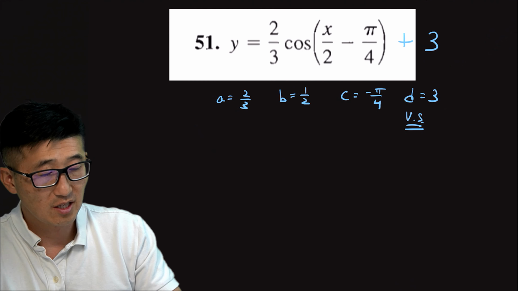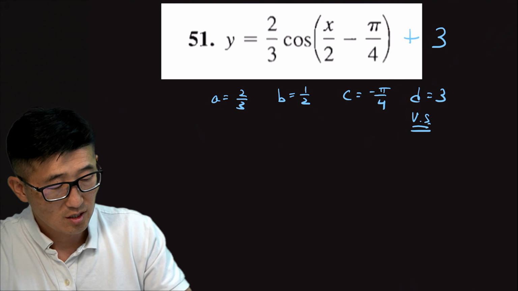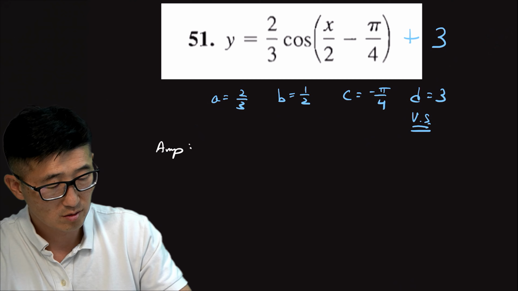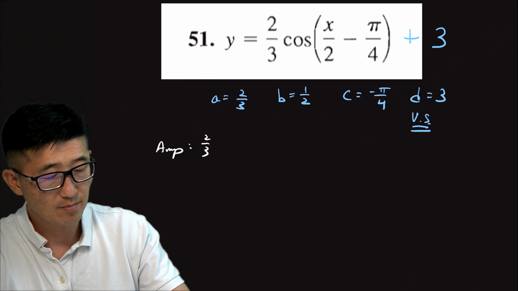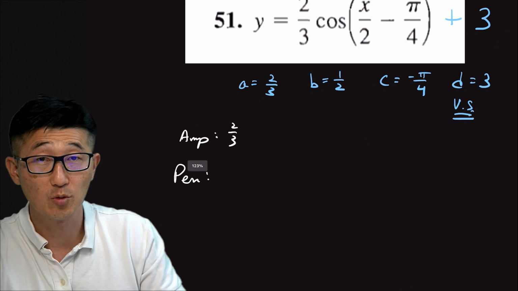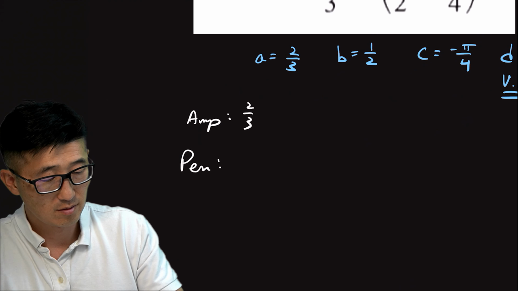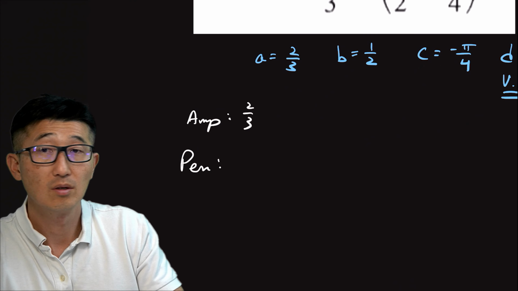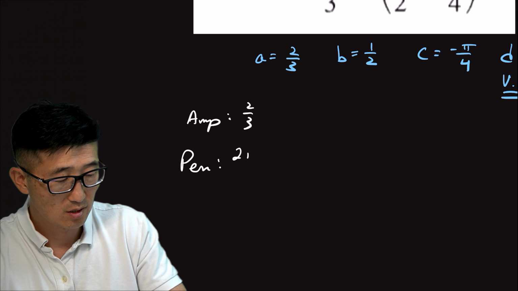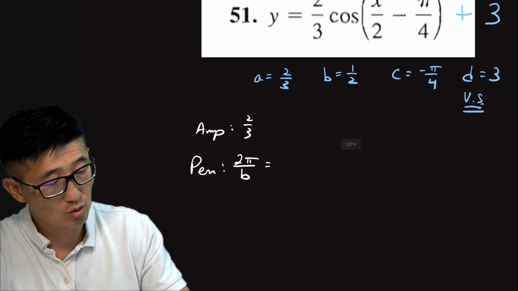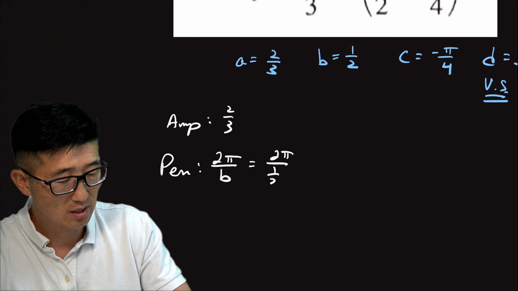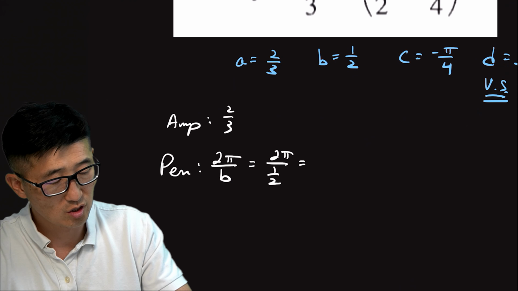So let's list our information. So what is our amplitude? 2 over 3. 2 over 3. And what's the equation for period? How do you find your period? B over C. No, negative C over B. That's phase shift. Period. 2 pi over. 2 pi over B. Yep. So b is 1/2. So this is 2 pi over 1 what? 1/2. Which is what?